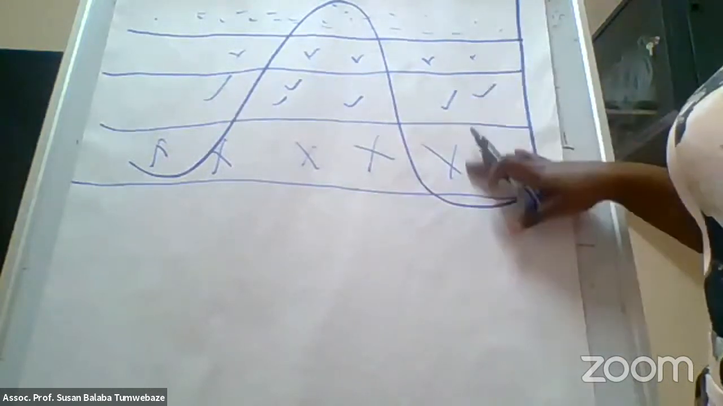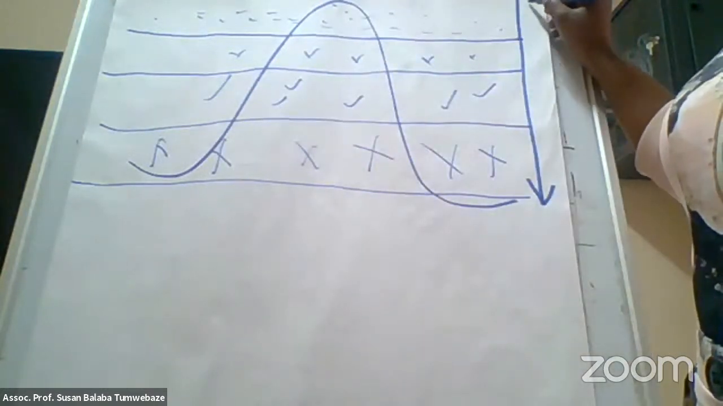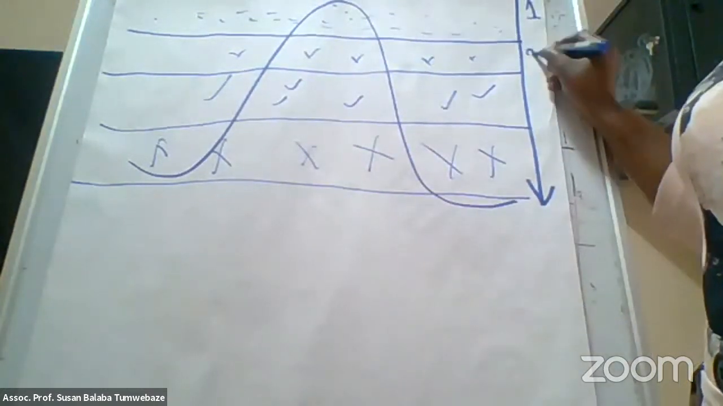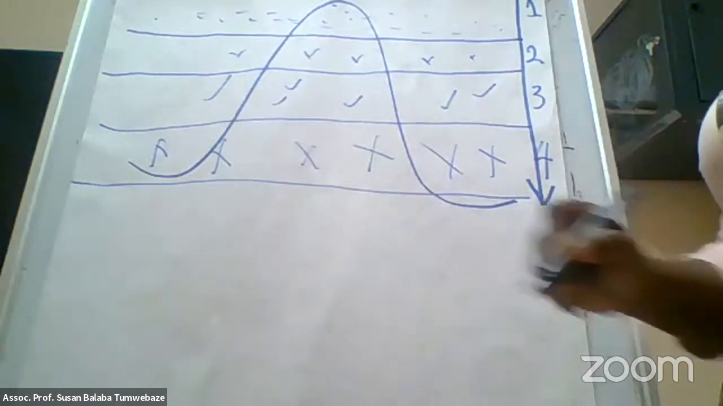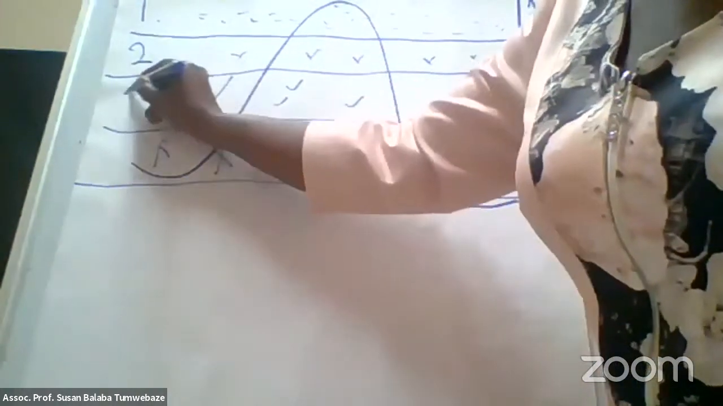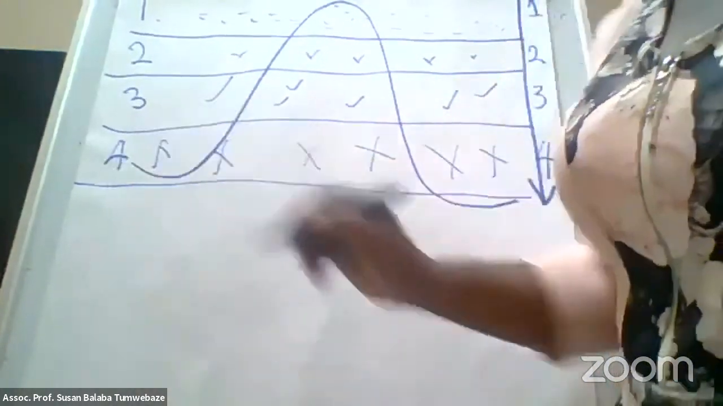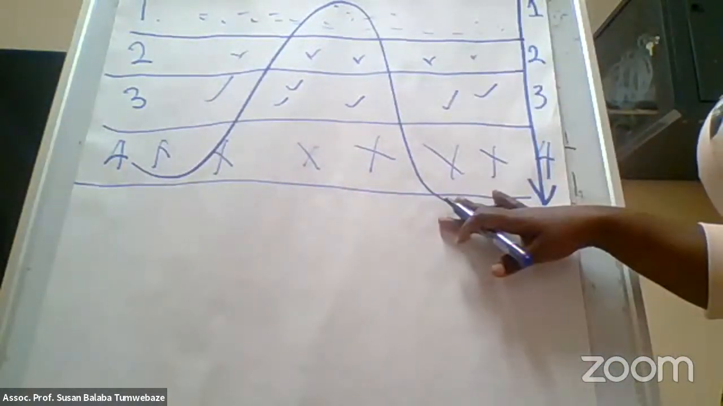So after this, we now form our plots. Remember that these are our blocks. Block 1, block 2, block 3, and 4 are our blocks. I'm also going to write this side. This is block 1, this is 2, this is 3, and this is 4. So those are the blocks. So we are going to perform an experiment here.